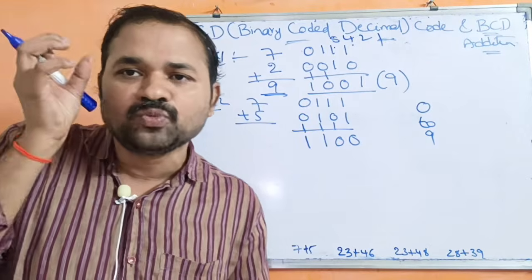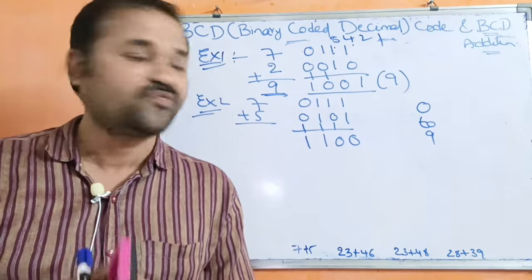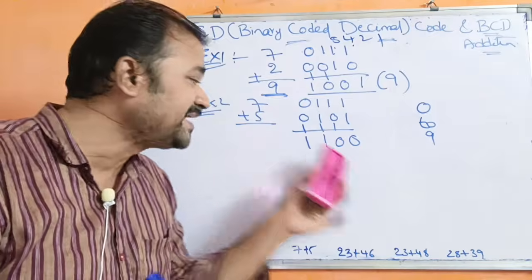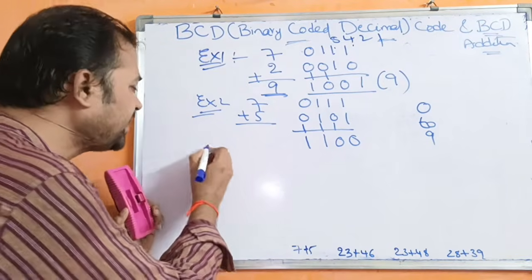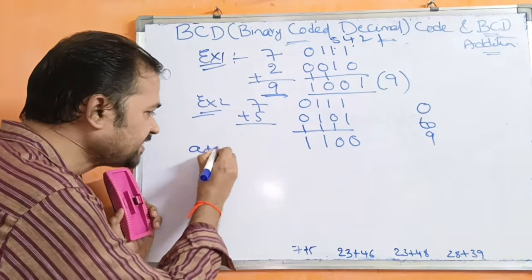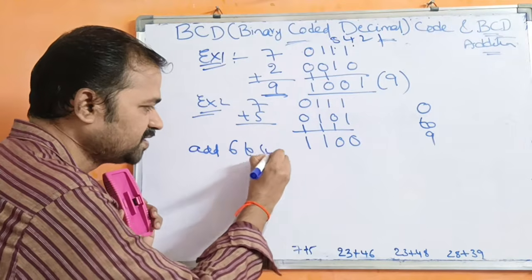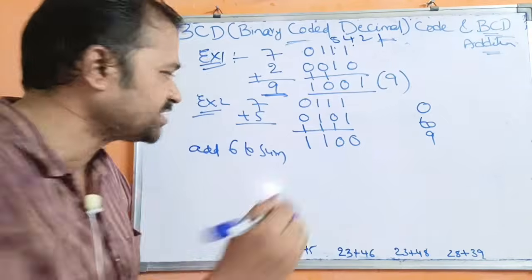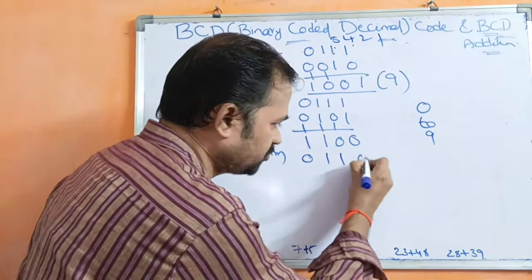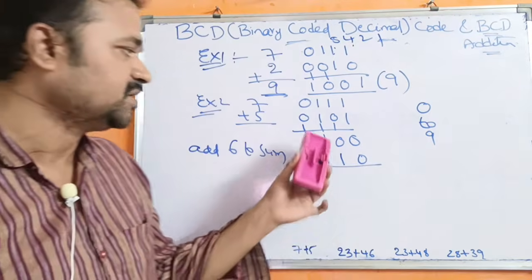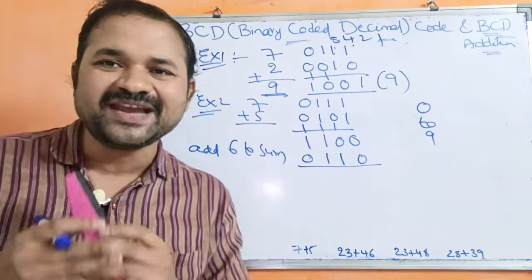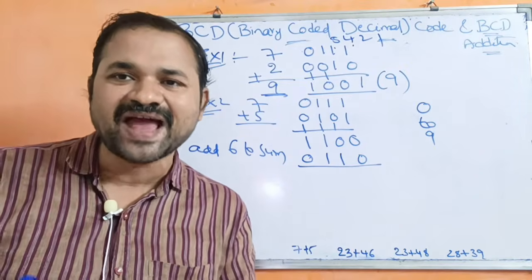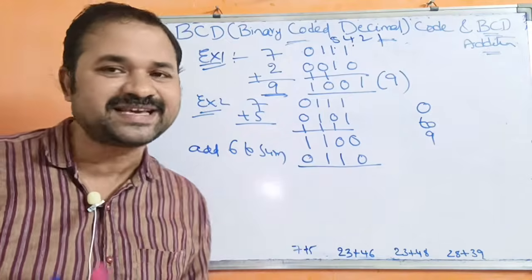So now we have to make the correction. In order to get a valid BCD digit, we have to add 6 to the sum. How can we represent 6 in binary notation? 0110. So here 12 is not a valid BCD number. In order to get a valid BCD number, we need to add 6.